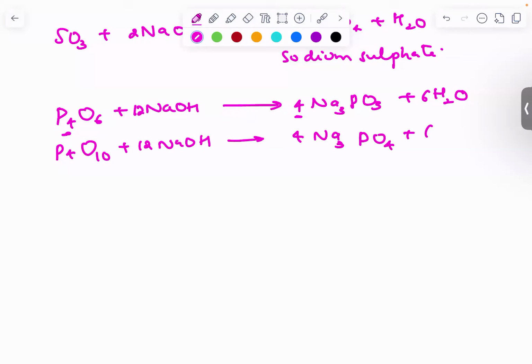4 Na3PO4 now plus 6H2O. The only difference in these two equations is PO3 and PO4. The rest will remain the same. And why this difference? Because here O is 10 and here O is 6.